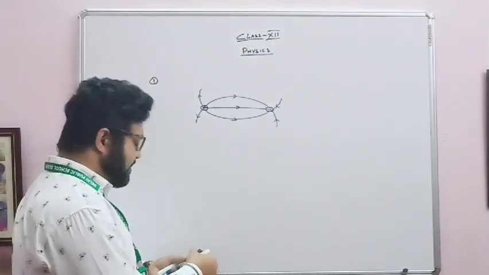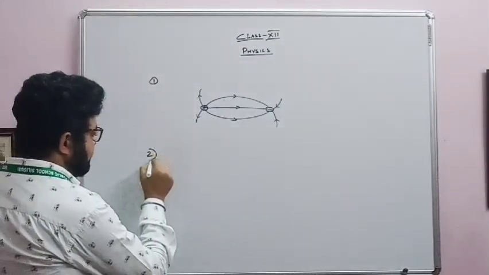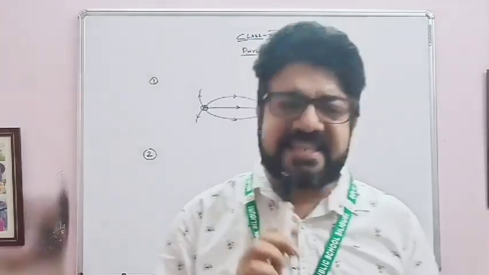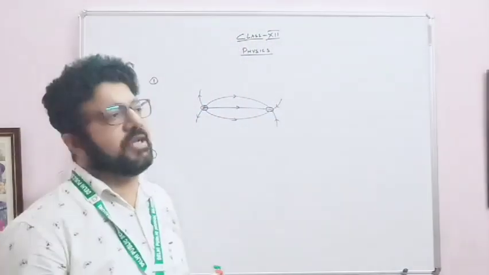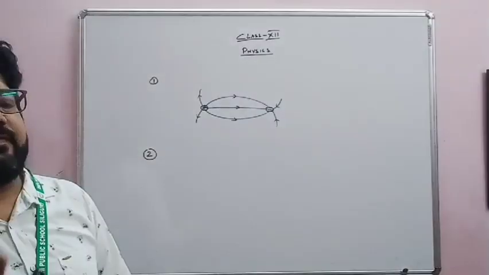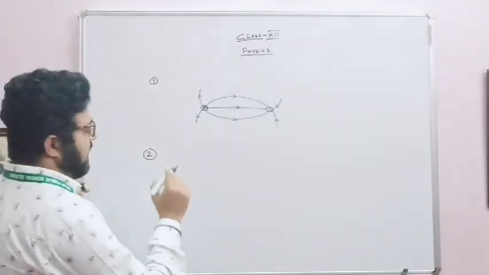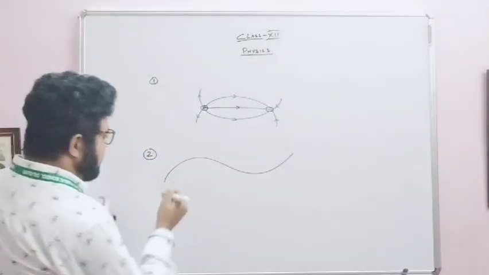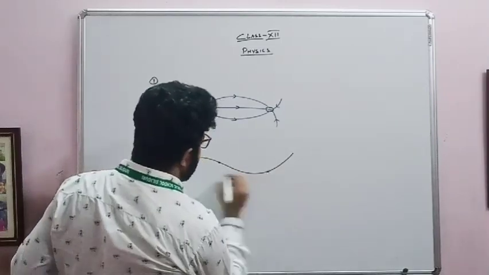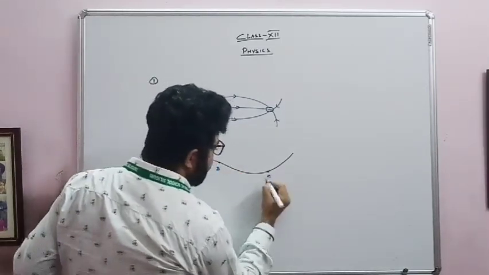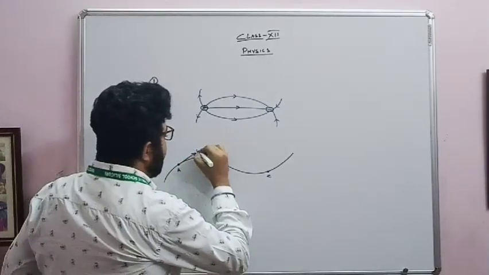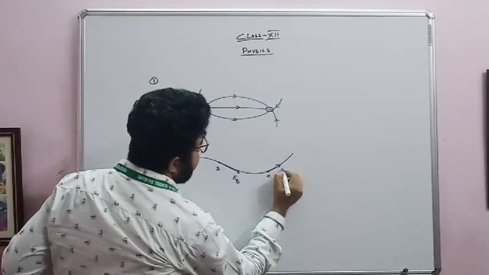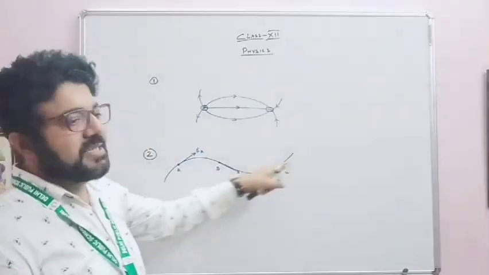The second property is that the electric field is always tangential to the electric lines of force. Suppose this one is your electric line of force, and if you consider three points, let them be A, B, C. The electric field at A is this, at B is this, at C is this. So what can you say? Electric field lines are tangential.